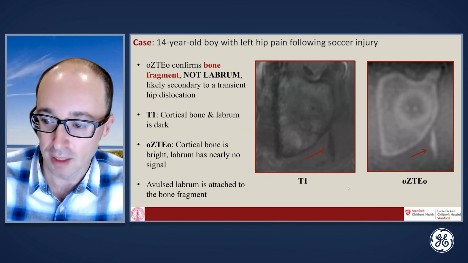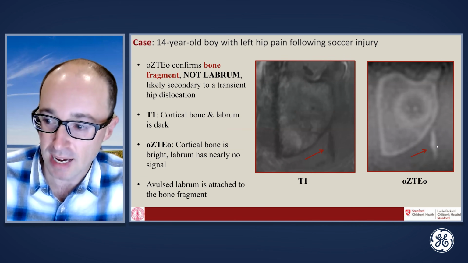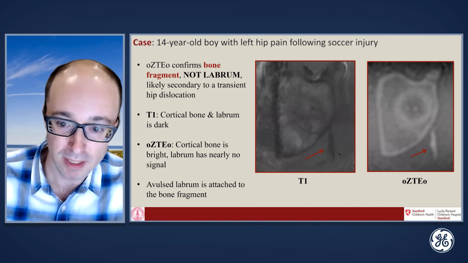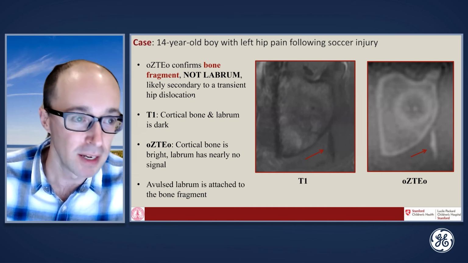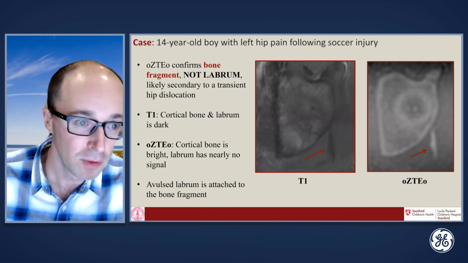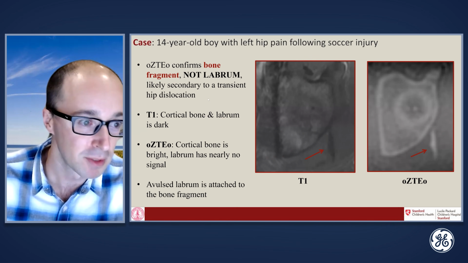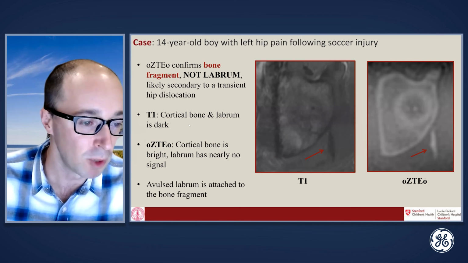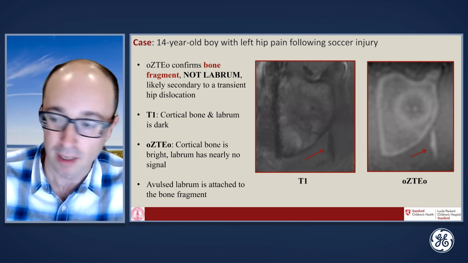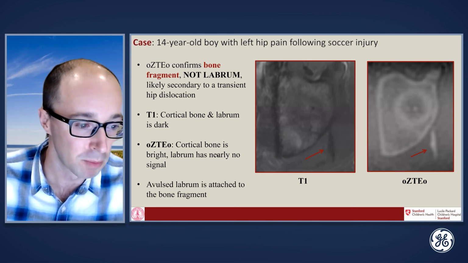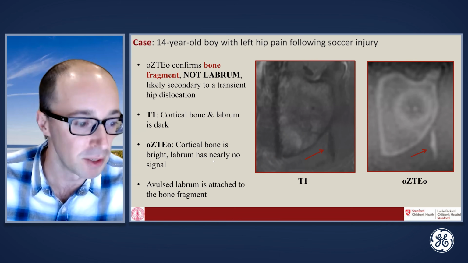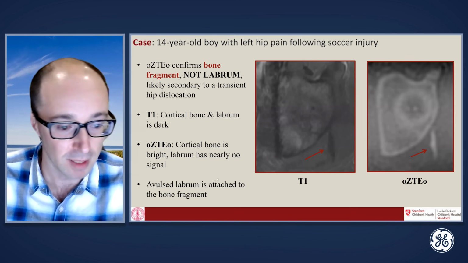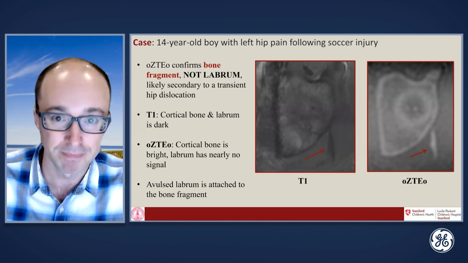Now, using the osteo sequence, we see that it's a bright structure, and this is just the corresponding T1 images showing it's dark. Thus, the osteo confirms that this is a bone fragment and not labrum, and this is likely secondary to a transient hip dislocation. Of note, on T1, cortical bone and labrum is dark, and on the osteo sequence, the cortical bone is bright and labrum has nearly no signal. And so this avulsed labrum is attached to the bone fragment.